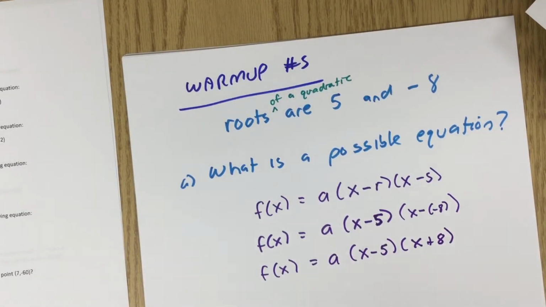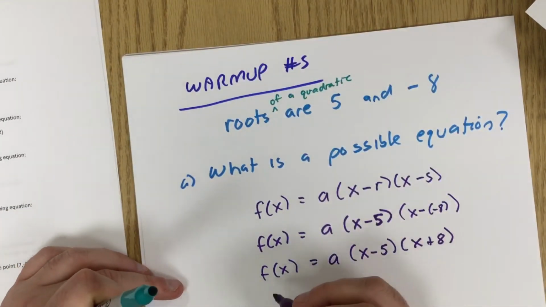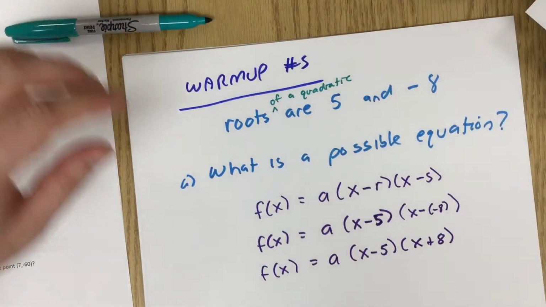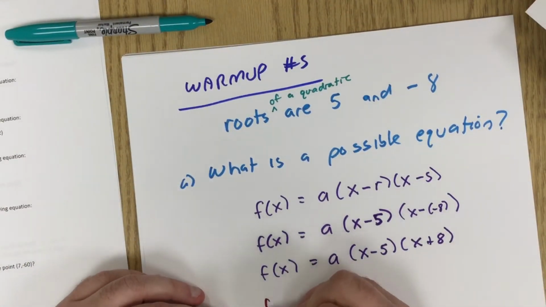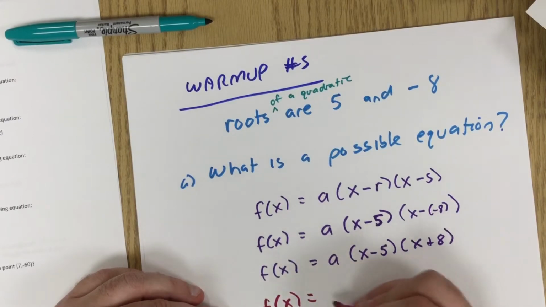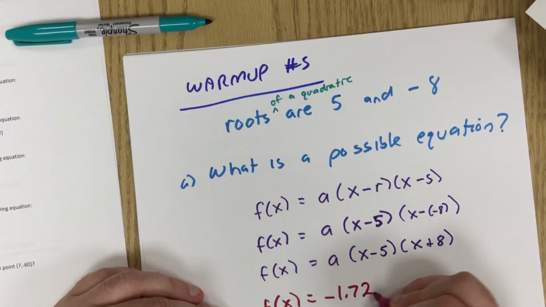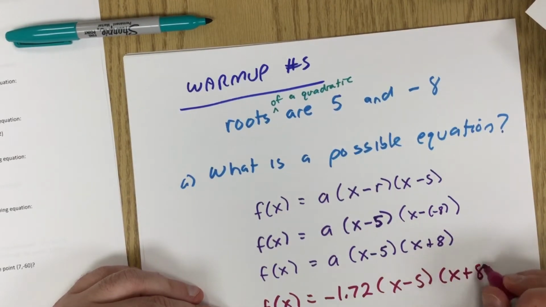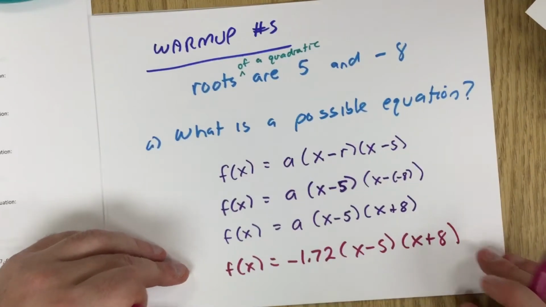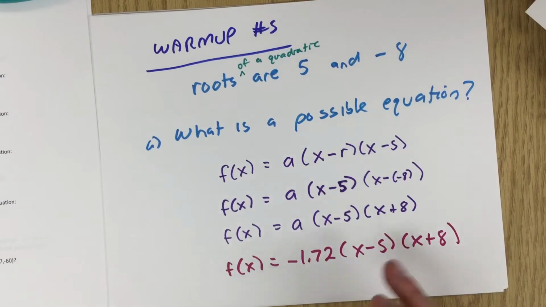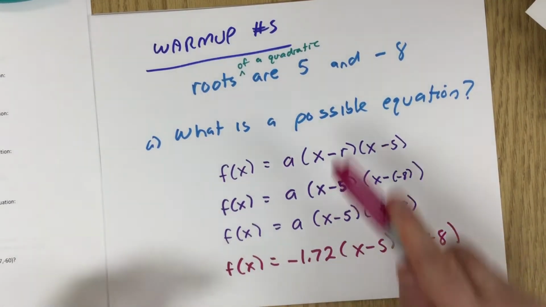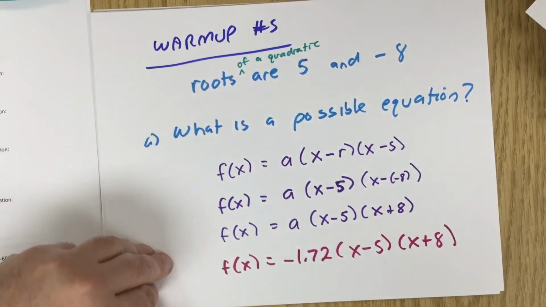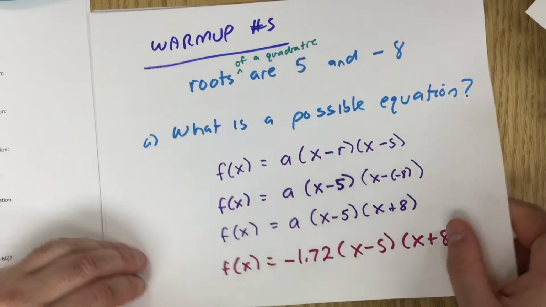Now the question asks for a possible equation, so for a possible equation we could just make up a value for a. And so we would say, okay, the actual possible equation is f of x equals -1.72(x - 5)(x + 8). And there we go. We have a possible equation, and this quadratic would have roots at 5 and -8. I wrote A, so I'm going to have a B question.